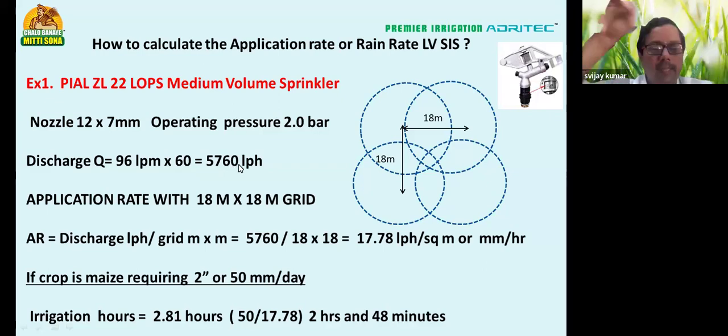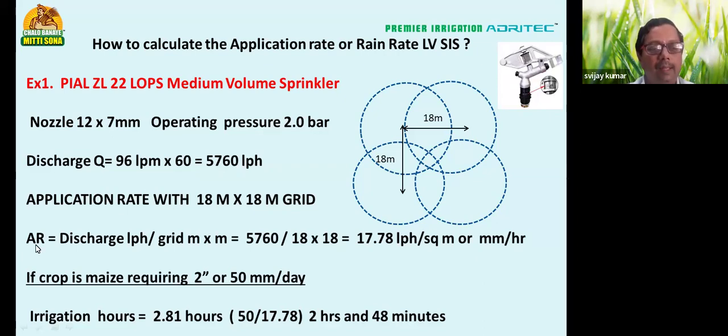Now the application rate, I want to have a grid of 18 meters by 18 meters. What is the meaning of that? In the north, south, as well as in the east, west, my sprinklers will be moving in a grid fashion of 18 meter by 18 meter. So by knowing these two data, I can calculate the application rate very easily.